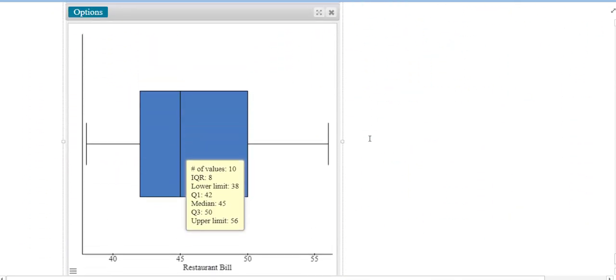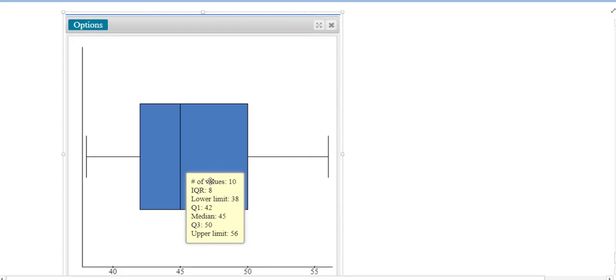And when we look at StatCrunch, notice that it tells us the number of values, so that's the size of our sample, which is 10. IQR is 8. The minimum value is 38. Q1, 42. Median, 45. Q3 is 50. So those are the same things that we did. Upper limit is 56, right?